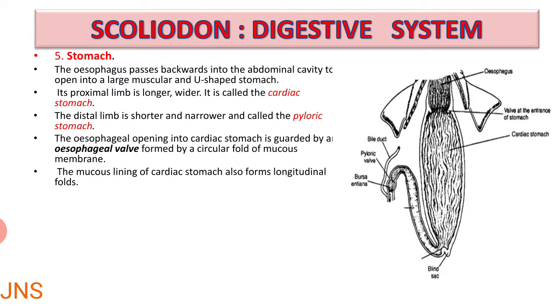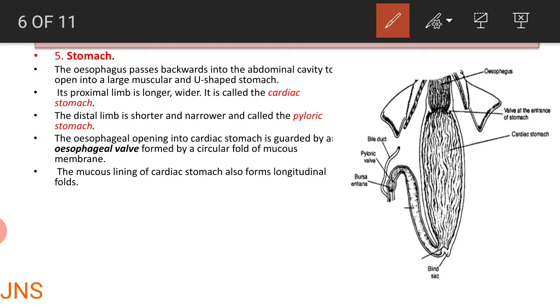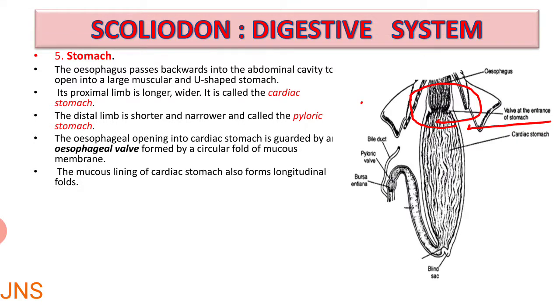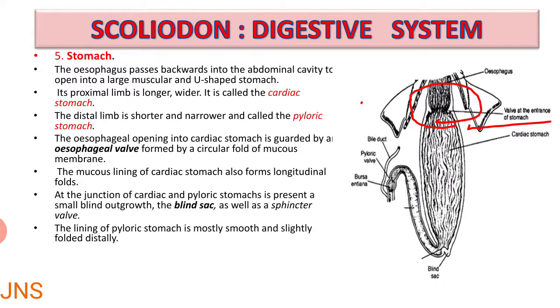Where the esophagus opens into the stomach, that opening is guarded by a pair of valves, and that pair of valves is called the esophageal valve. And the mucous lining of the cardiac stomach also forms longitudinal folds internally.